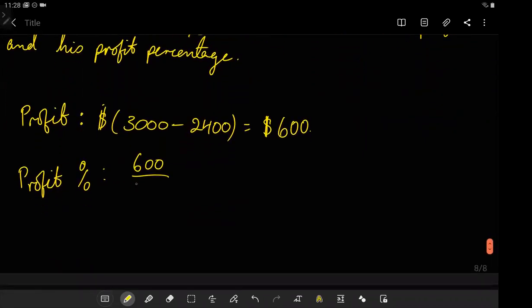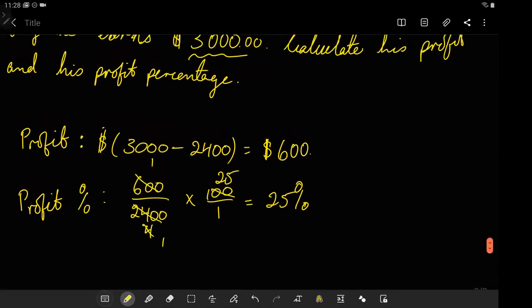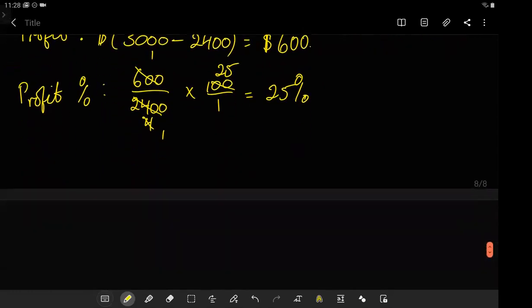So it will be 2,400, and then of course multiply by the 100 over 1. Cancel some things: 6 into 6 is 1, 6 into 24 is 4, and all the hundreds cancel. Which happens to be 25% again. So he made 25% profit, which is actually a pretty high profit. Okay, so let's look at a different kind of question.